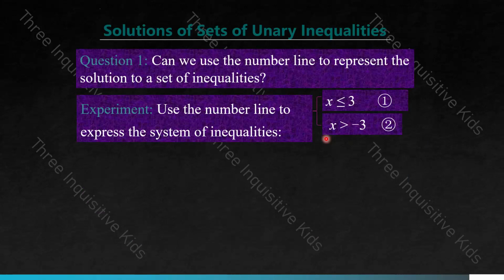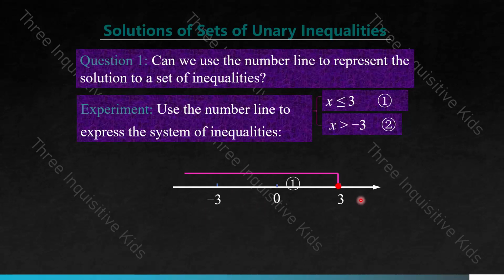Solutions of systems of unary inequalities. Can we use the number line to represent the solution to a set of inequalities? Use the number line to express the system of inequalities: x is less than or equal to 3, and x is greater than negative 3. Well, our first step is to always draw out a number line, and then we can mark the points 0, negative 3, and positive 3. Now I'm first going to represent inequality number 1, and that is x is less than or equal to 3. So its direction is to the left since it's less than, and remember it also has an equal to sign. So that's why this point right here is filled out.